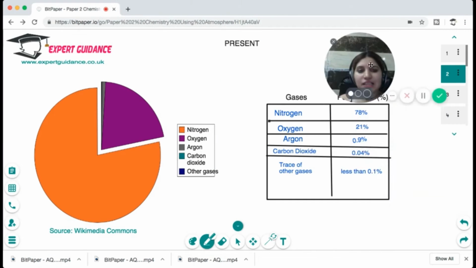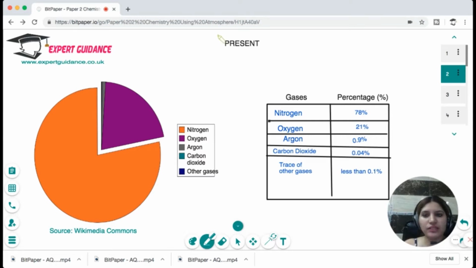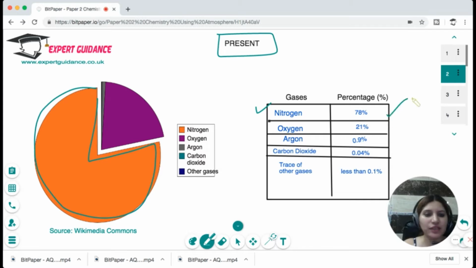Now, this is the table for the present state of the Earth's atmosphere, and this is very important. You need to memorize this chart. Nitrogen, which is the major chunk of all the gases present in the atmosphere, is 78%. Oxygen is 21%. Argon is 0.9%. Carbon dioxide is 0.04%, and other noble gases and traces are less than 0.1%.